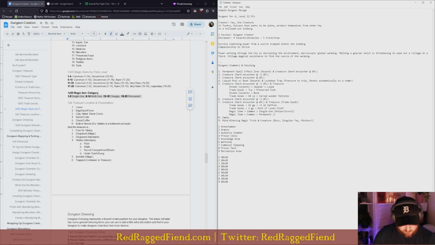Let's see, what would be a good one here? Oh, the mystery key. I like the mystery key. Maybe they find a mystery key. Especially useful if they don't have somebody who has lockpicking. And I think that's it for our dungeon chambers and stocking. I think we got everything at least fleshed out as much as we need to right now.